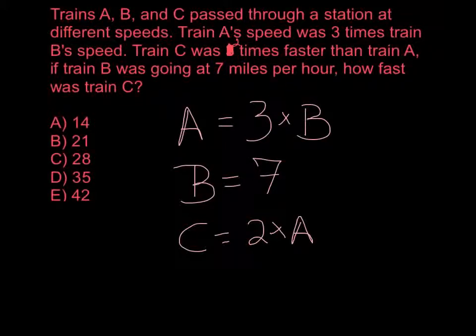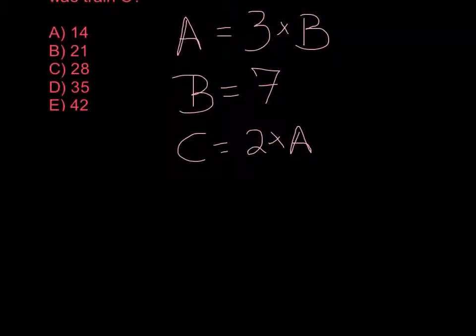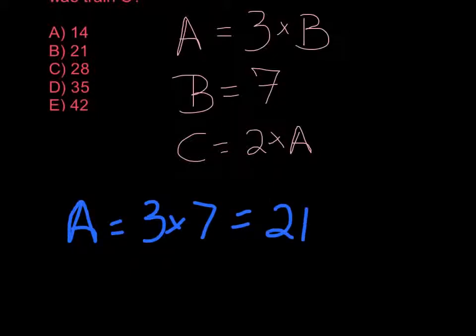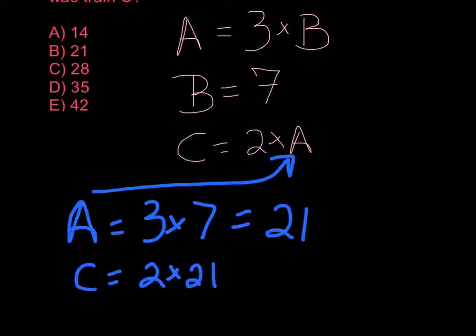And then we're told train B is going at 7 miles an hour, so B equals 7. Now that we know train B is going at 7, let's find what train A is going at. A is equal to 3 times 7, which is equal to 21. Since we know A, we can plug that into this equation to get C. So C is equal to 2 times 21, which is equal to 42. Therefore, our answer is 42.